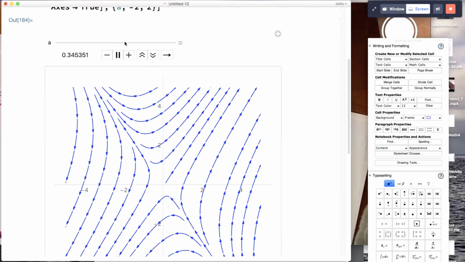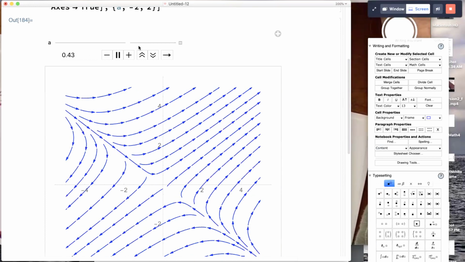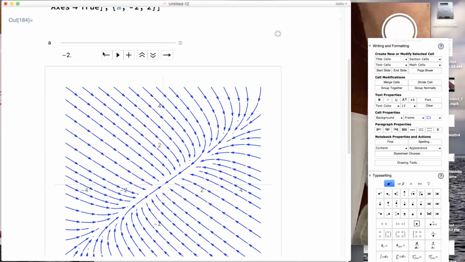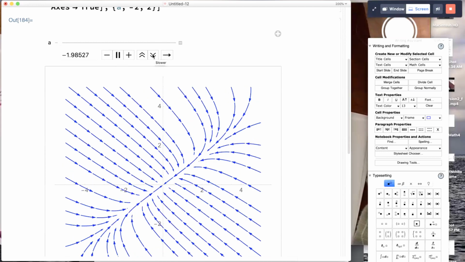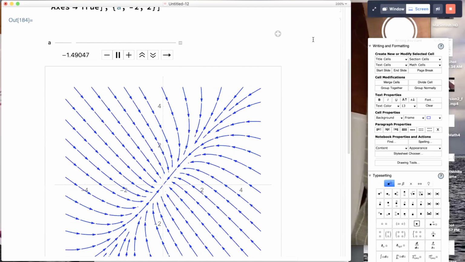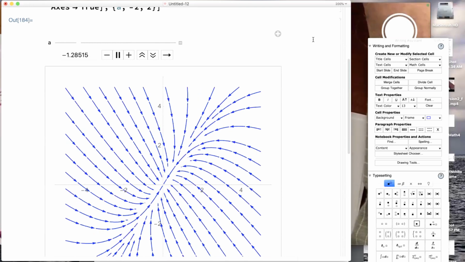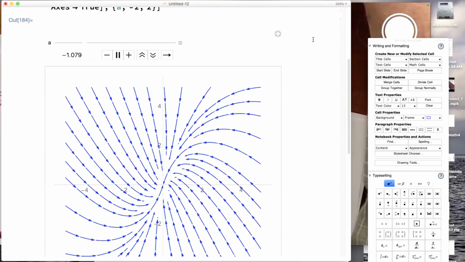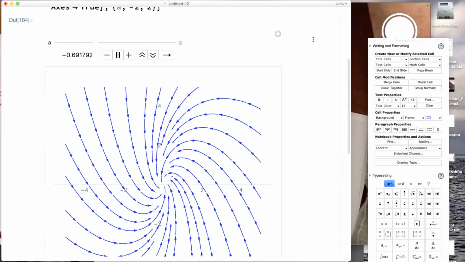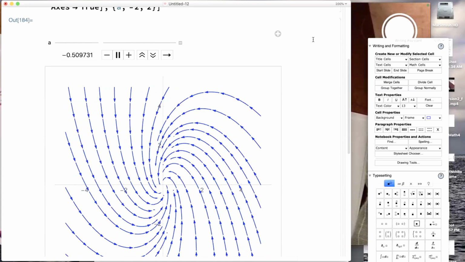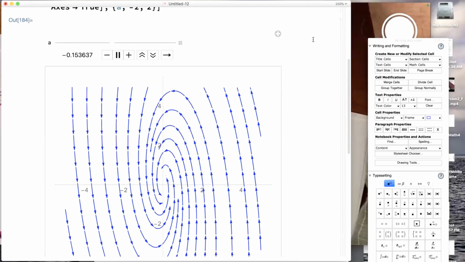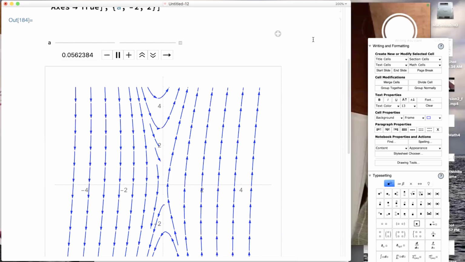Let's do it slowly here. Okay, there we go. It's fairly slow. There's the transition, not yet, to a spiral sink. Right now, it's tough to tell the difference at the boundary. And transition to a saddle point as a increases through 0 right about now. There we go.